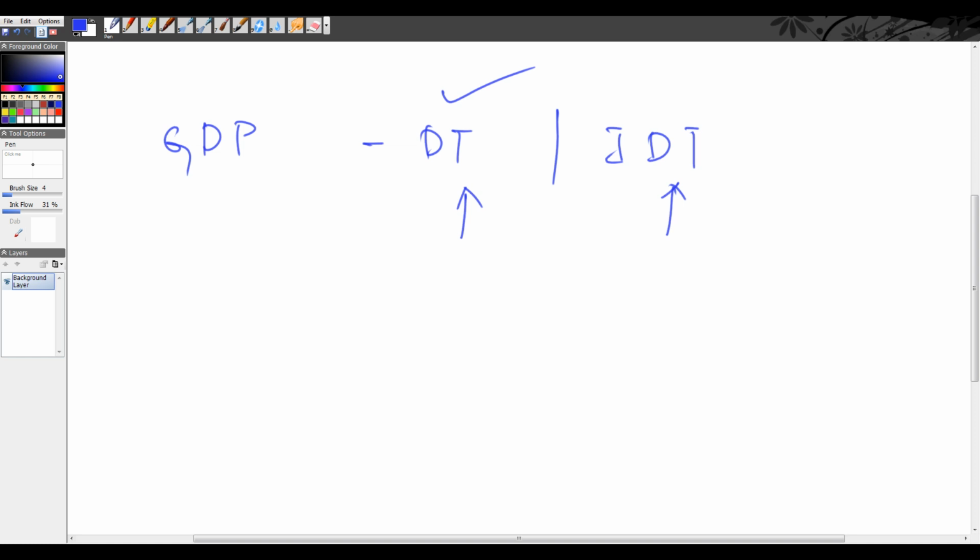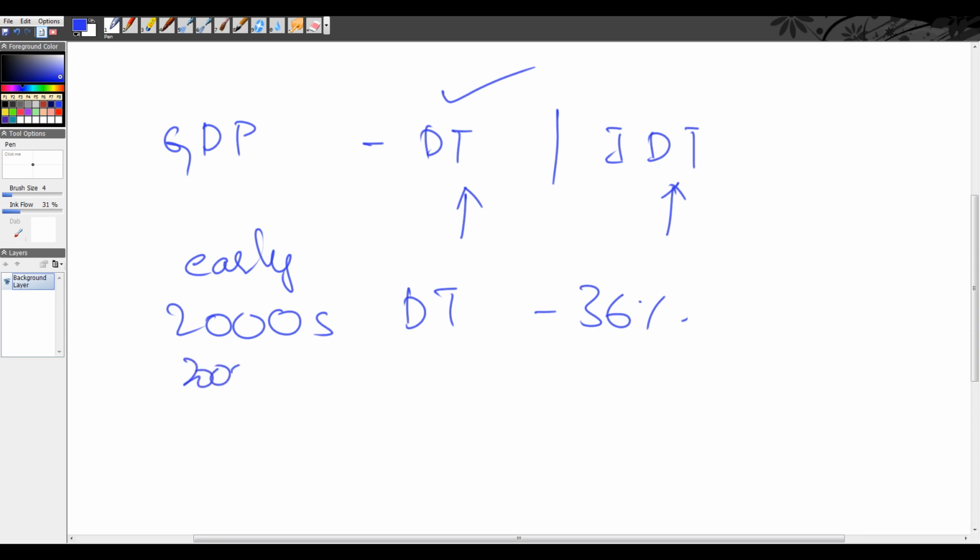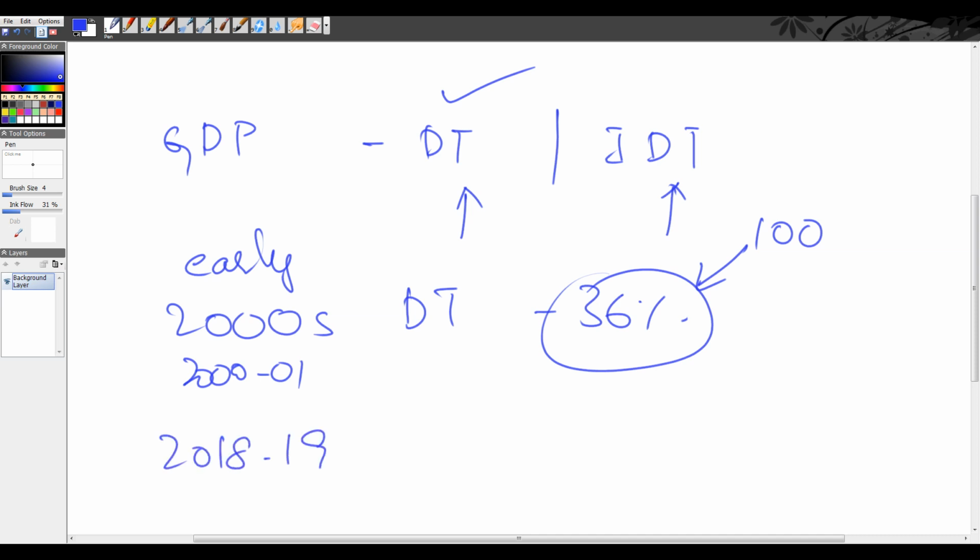I have in front of me a table which says that in the early 2000s, the direct tax contribution was very less. It was just 36%. This is in fact in the year 2000-2001. The total contribution is 100 with regard to both direct and indirect tax, and direct tax contributed only 36%. Whereas now, the latest figures are with regard to the year 2018-19, once again released by the government of India. Direct tax stands at a staggering 54%.